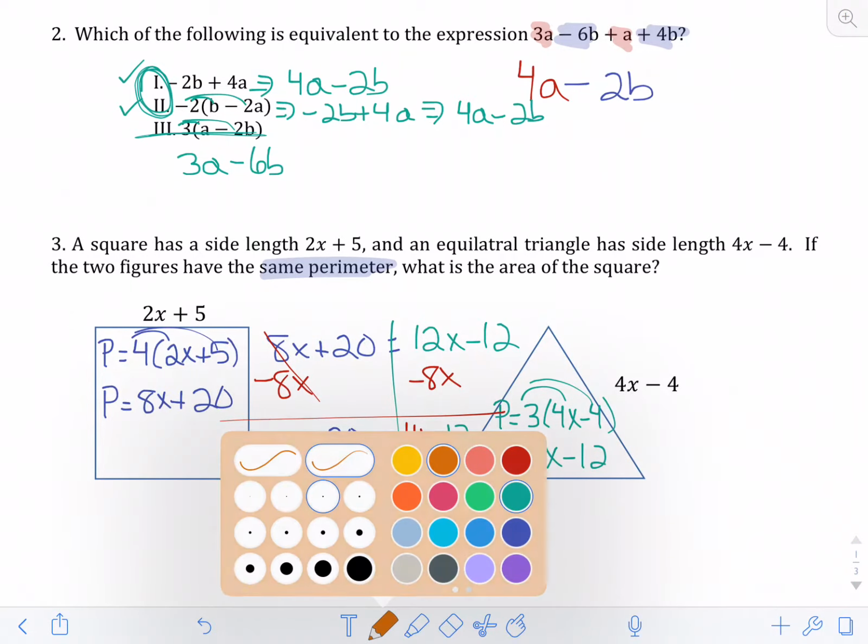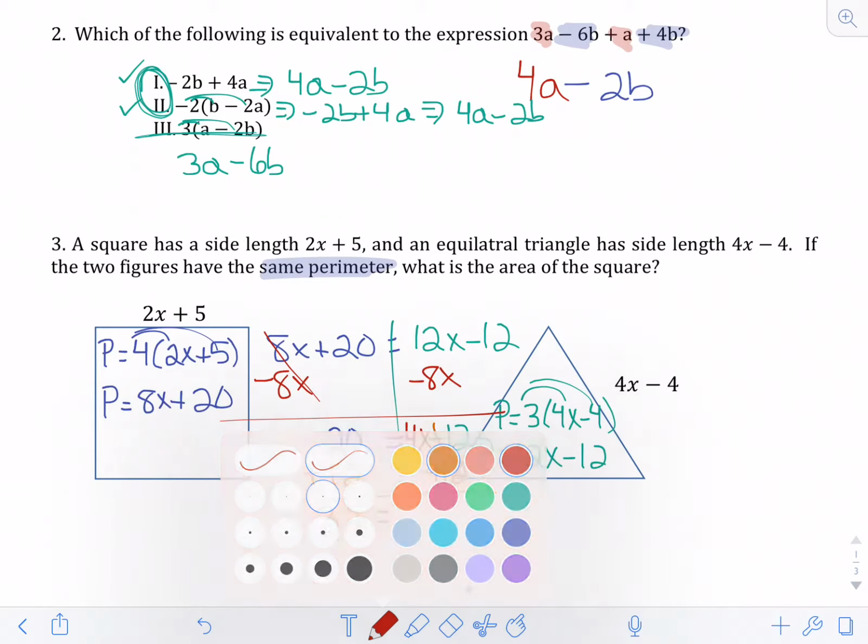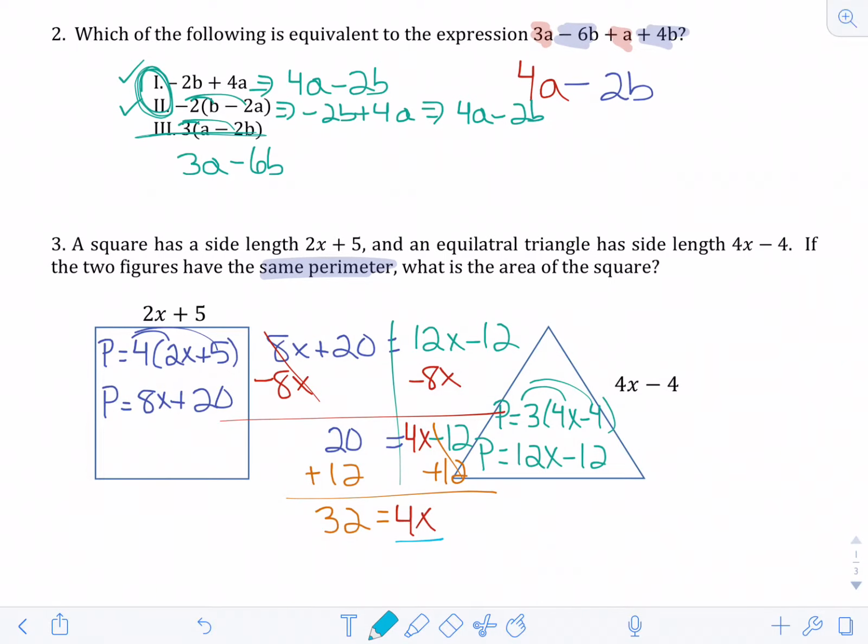Okay, now what I'm going to do is I'm going to add that 12 to both sides to get my x by itself. Cross that off. 20 and 12 will give me 32. That is equal to 4x. Last thing I have to do is get x by itself. So to get x by itself, I'm just going to divide both sides by 4, and I get x is equal to 8.